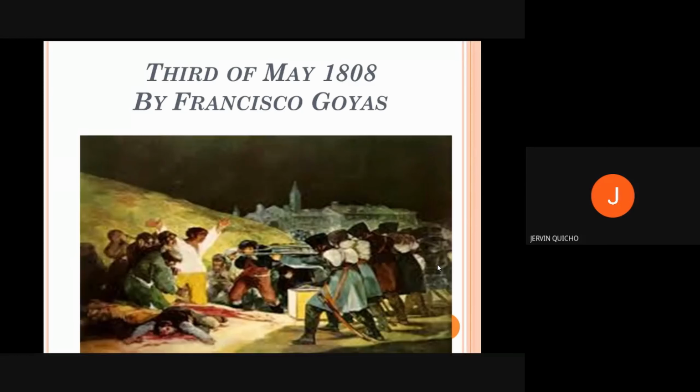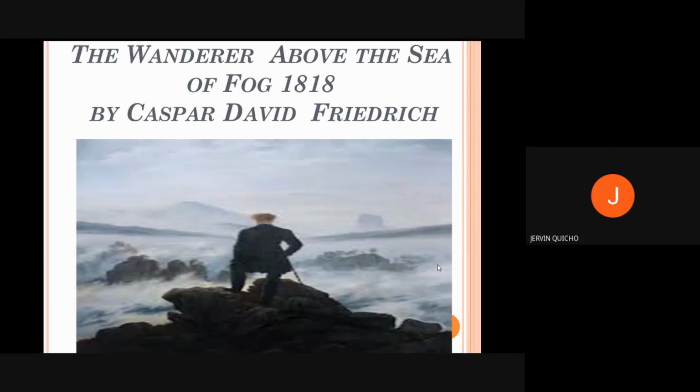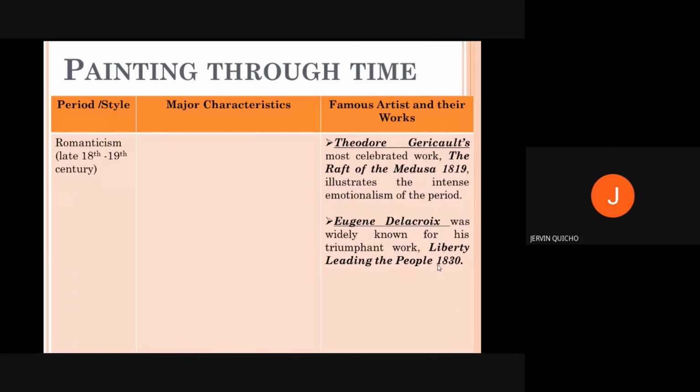The Third of May reflects Napoleon's resistance against the invaders of France and Spain, the Peninsular War. The Third of May is the day of surrender, as it is called. Next is the Wanderer above the Sea of Fog. It is trying to show excessive emotions in your imagination, the way of expressive emotion or rationalism.